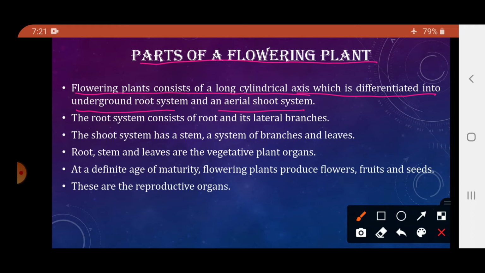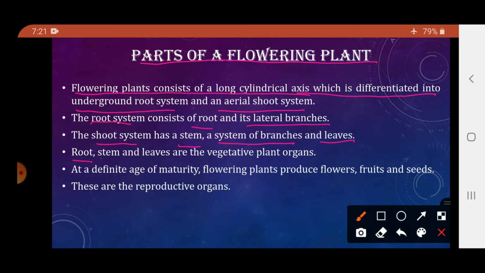Now what does the root system consist of? The root system consists of roots and its branches. So the root system is composed of the root and its branches. Whereas the shoot system has a stem, a system of branches, and the leaves. Shoot system के पास stem होते हैं, branches होते हैं and leaves होते हैं.